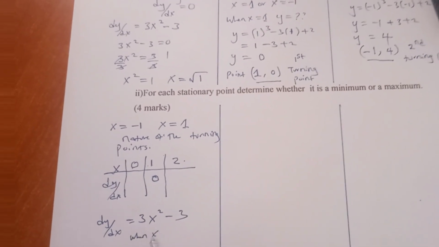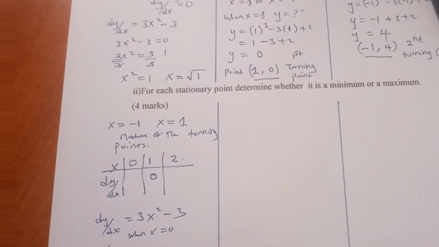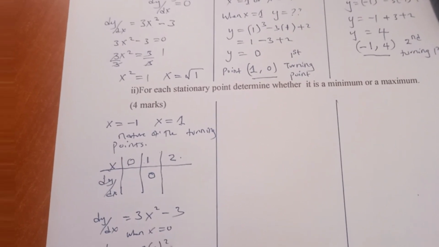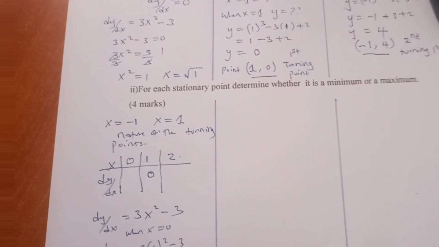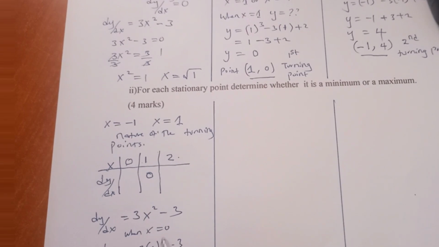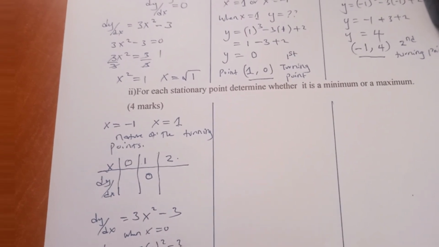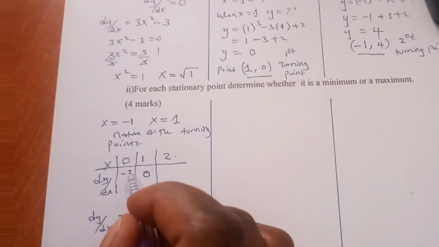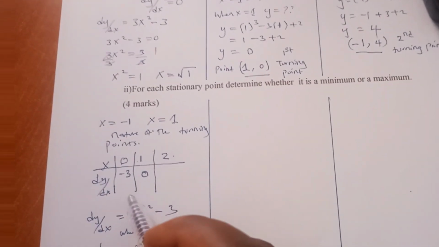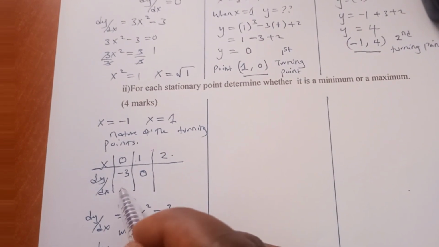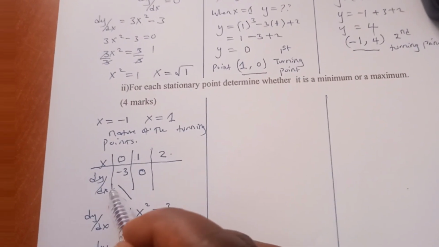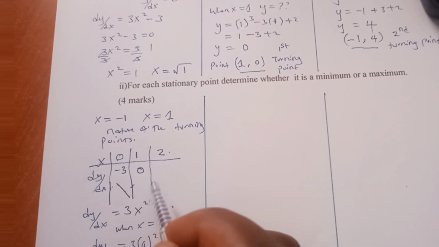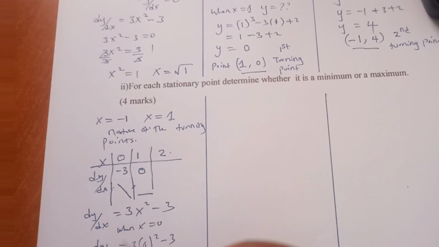So we substitute the value of x being 0, and then we see the nature or the sign of the gradient. Substituting x is equals to 0, we find that the gradient is equals to negative 3. So the gradient when x is 0 is a negative value. So the gradient runs from left to right.